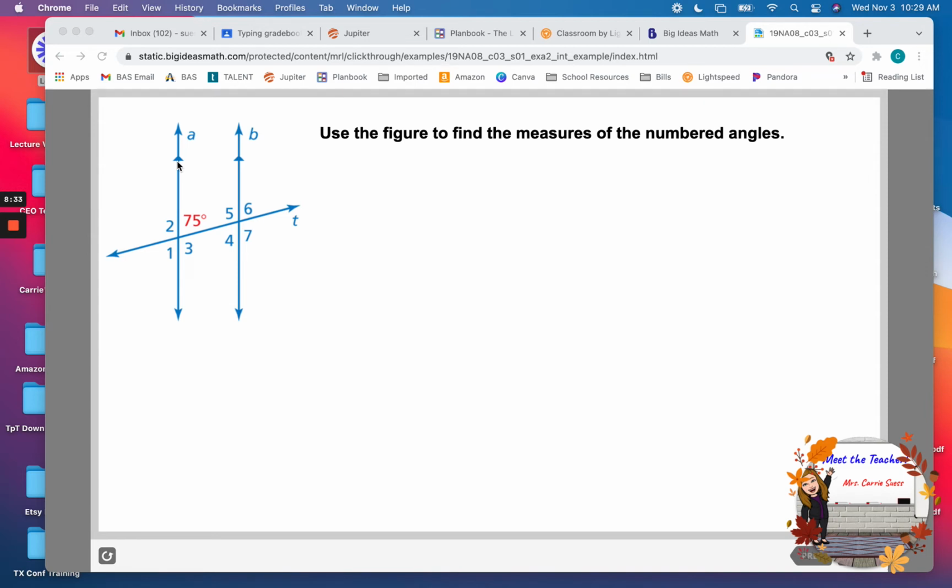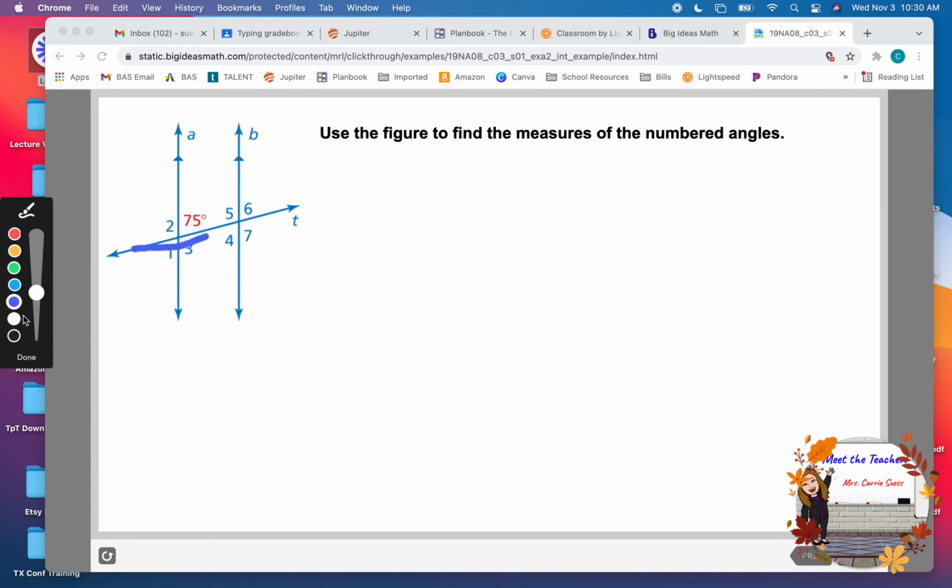So what's the first easiest one to find? 75. Okay, 75. Which is the corresponding angle to that one? 6. Yes, 6. So we already know the measurement of angle 6 is 75. Very good. Now, can I find the measurement of angle 2? How would I find that one? Well, I'm pretty sure 1 is the same as 75, so then it would be a supplementary.